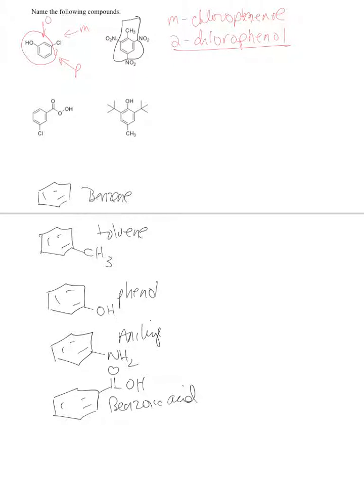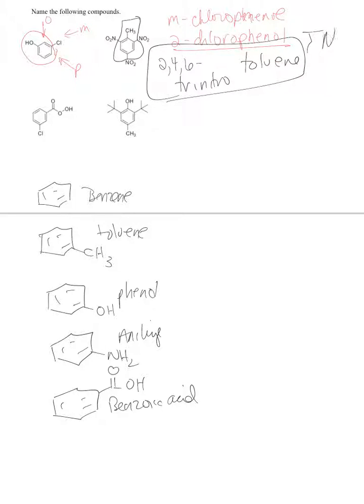So here, this is toluene. So the base is going to be toluene. And here you would do 2, 3, 4, 6 trinitrotoluene. That's TNT, dynamite.